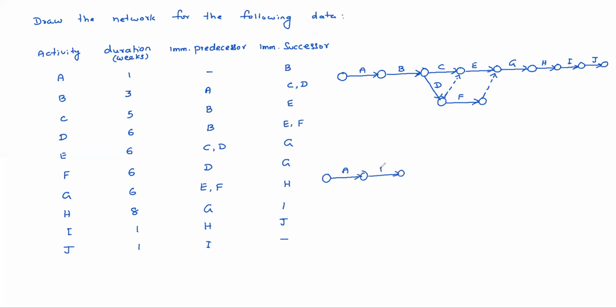A, B, C, D, dummy, E, F. Directly you can join here like this because G is depending on E and F. Okay, so G, H, I, J. So this is the network. Clear? Yes, sir. Okay.